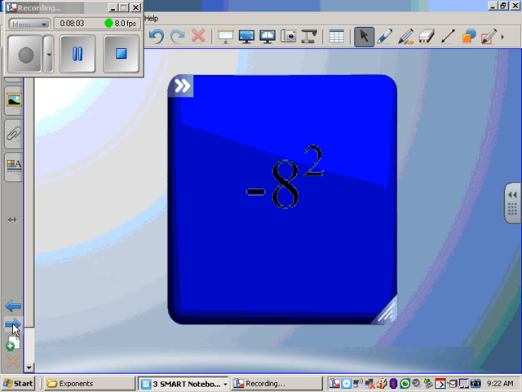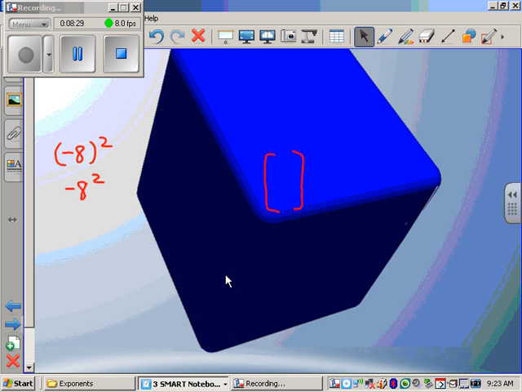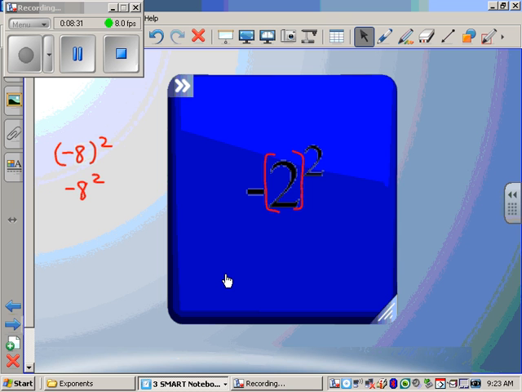Okay, so let's test yourself. Will negative 8 squared end up being negative, or will it be positive? Remember, there's a difference if the negative 8 is in parentheses versus not. Well, hopefully you guessed negative, because since the negative 8 is not in parentheses, only the 8 will be squared, which is 64, and the negative will drop down in the answer.